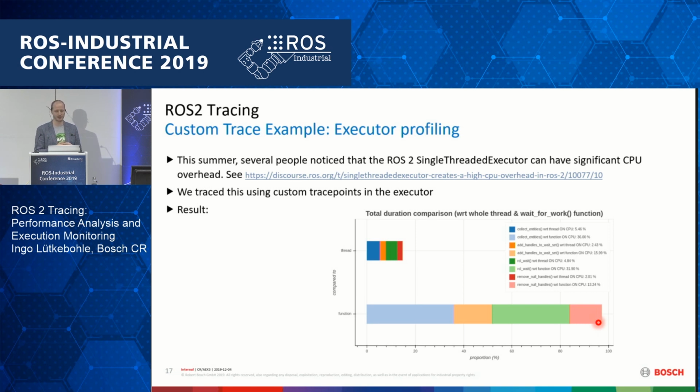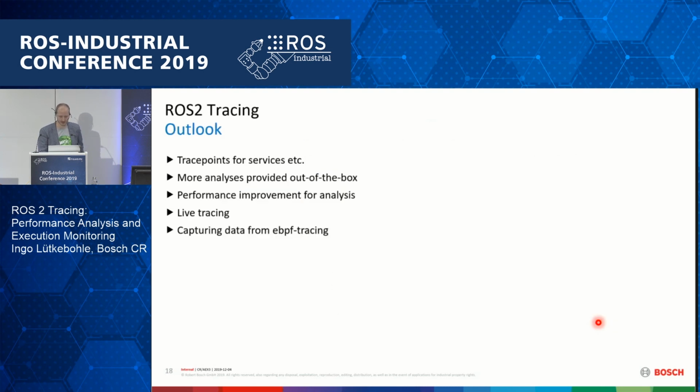A company from the Netherlands called Nobleo looked at this and improved it, and now it's much faster if you have their static executor, and this is going to be in ROS2 in the future. So just to give you an idea of how this affects the development. Right. Having said that, what are we going to do?